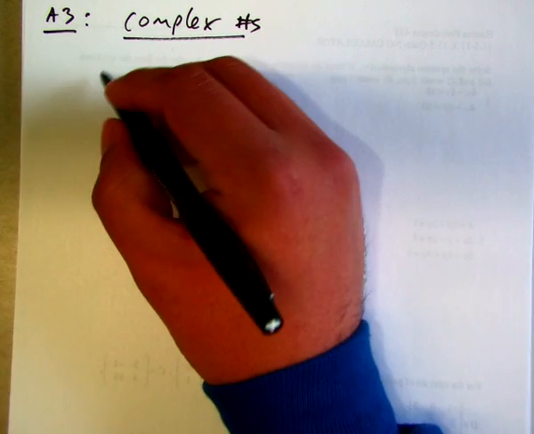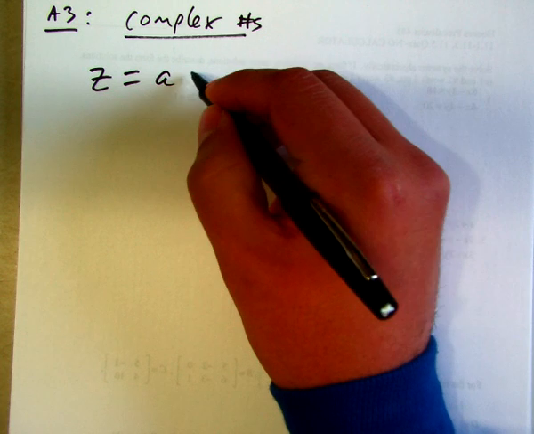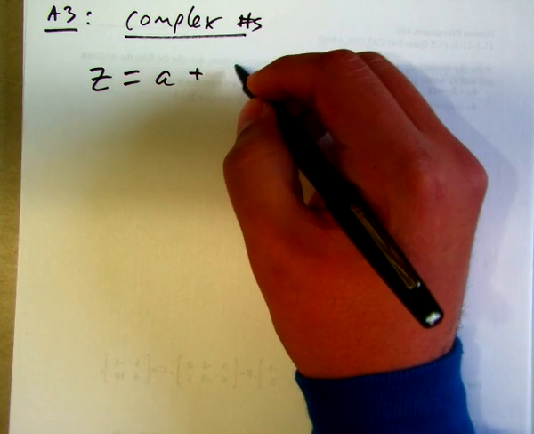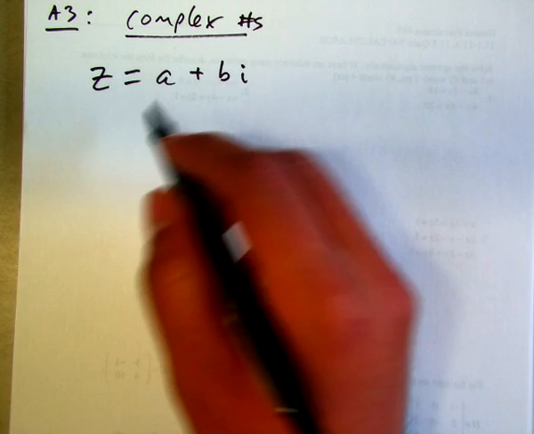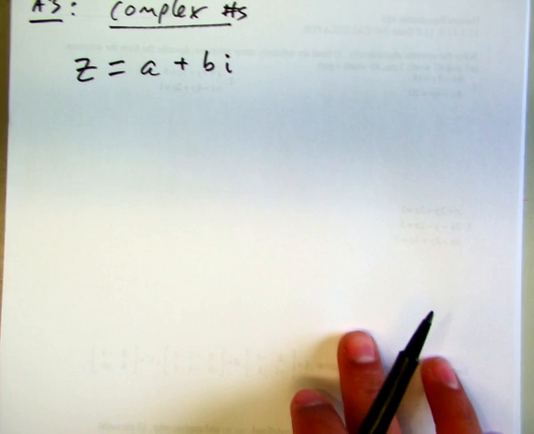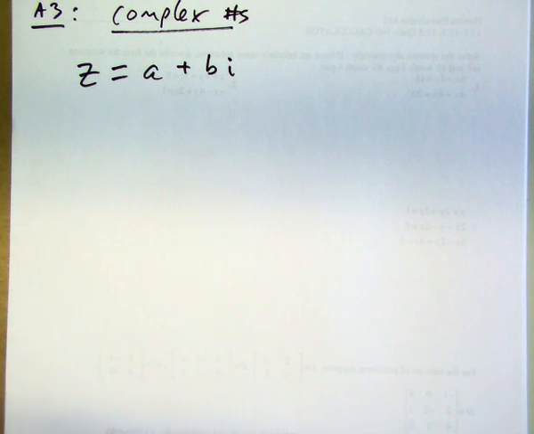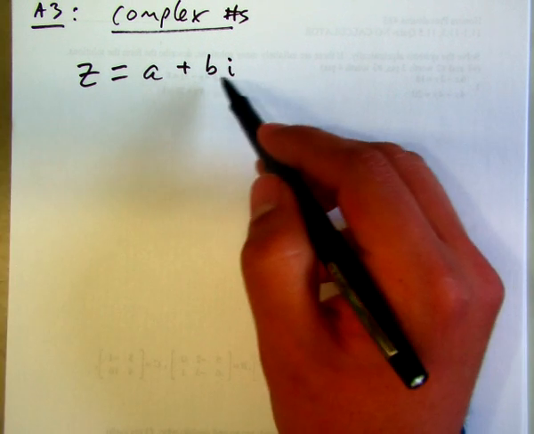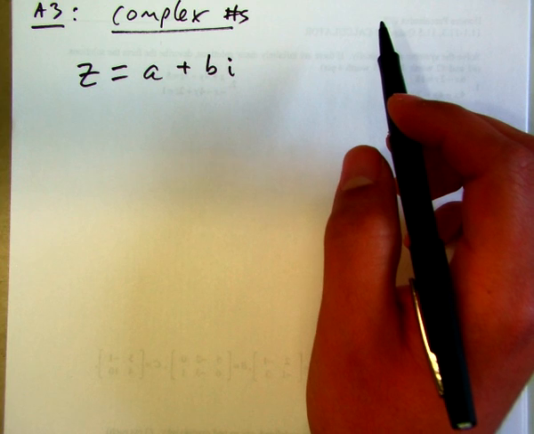So the basic idea is that any complex number, which we're going to call z, can be written as a plus bi. Okay?